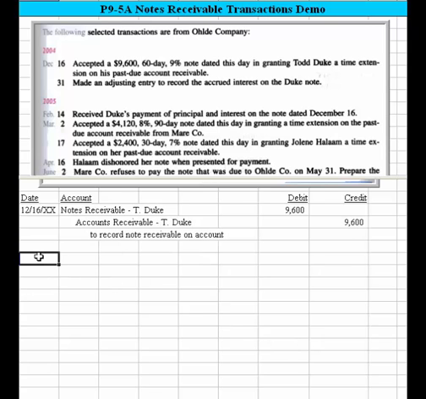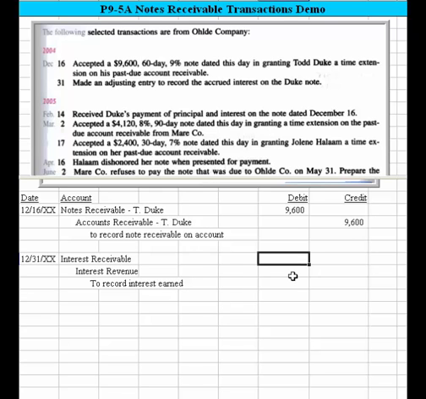Then on December 31st, we need to make an adjusting entry to record the accrued interest on this note. So 12/31 of that year, we know we need to record an interest receivable. We're not getting paid; this is just the adjustment. And we need to record that interest revenue on it as well. I'll slide this over, indent, and write to record interest earned. I probably indented one too far.